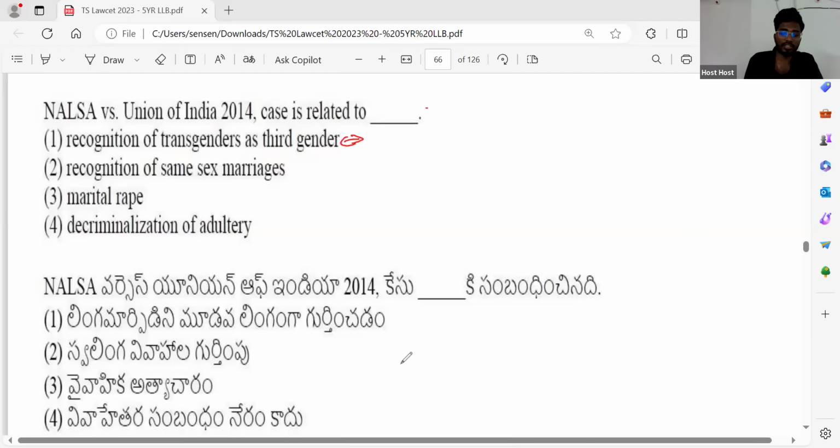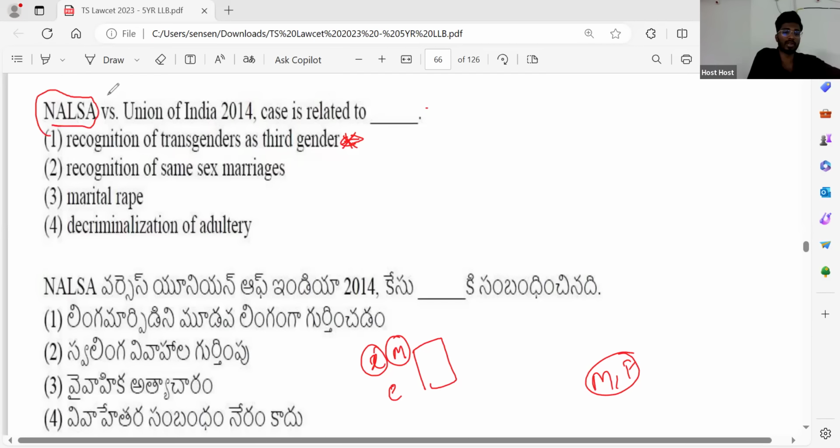Now, if some person X is born as a male, but identifies himself as a female, and undergoes some surgery and becomes a female, then he is considered as transgender. The same applies for women as well, right? So that is known as transgender. So recognition of transgender as third gender, because what are the two genders which are there? Male and female. So transgenders are recognized as third gender, in the case NALSA versus Union of India.